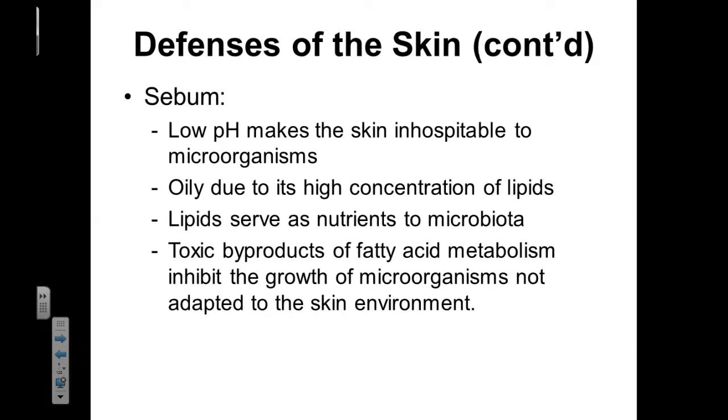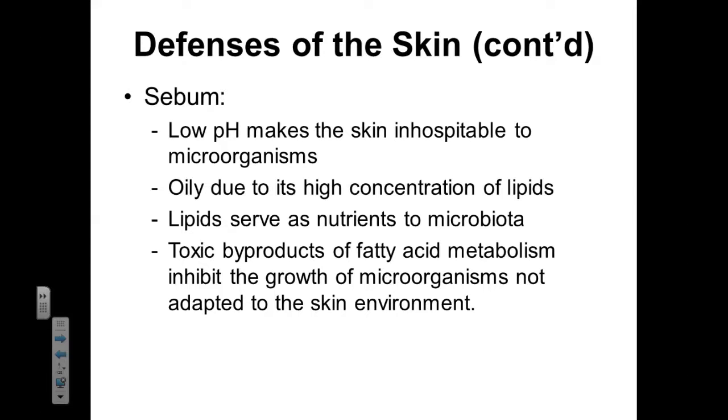That sebum from the sebaceous gland, commonly referred to as oil from the oil gland, has a very low pH in it. This low pH means that it's acidic, and it means that our skin is inhospitable to many microorganisms. It's primarily referred to as oil because it has such a high concentration of lipids. It also has some byproducts of fatty acid metabolism. These byproducts of fatty acid metabolism, generally speaking, are going to be toxic to both us and to any bacteria that are on the surface of the skin.